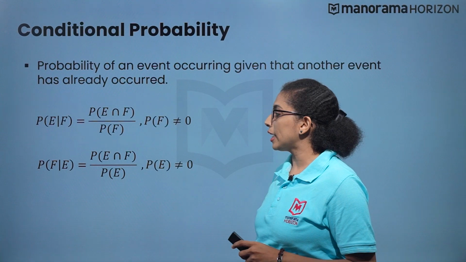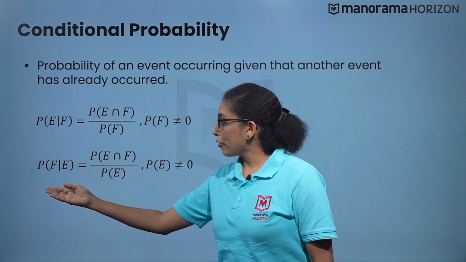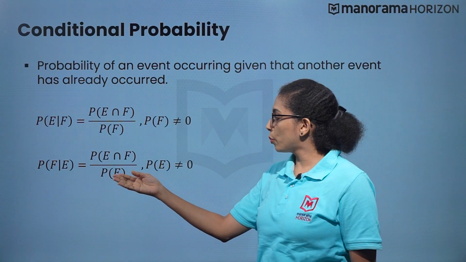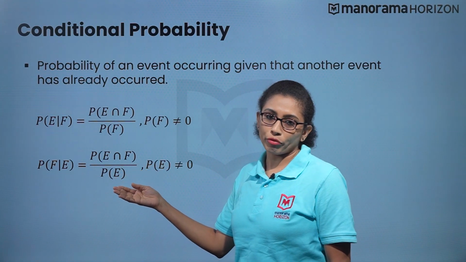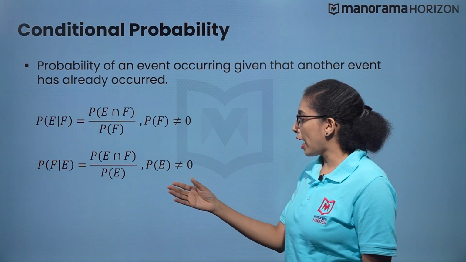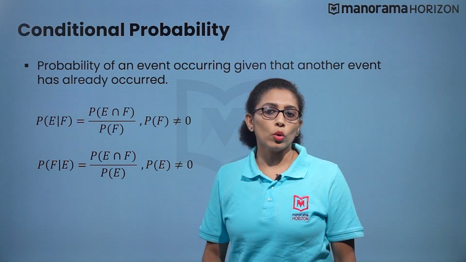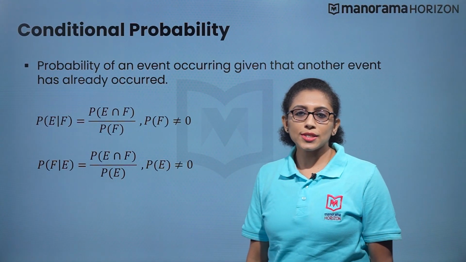Similarly, one can write the conditional probability of F given E, which is given by probability of E intersection F divided by P of E, that is the probability of E, where probability of E should not be equal to 0. Let us solve an example.